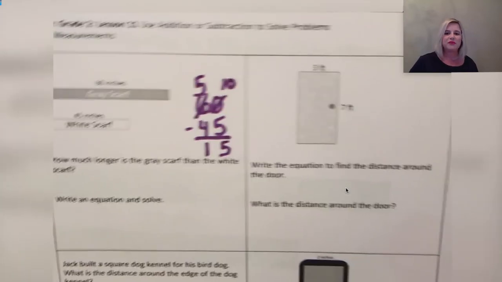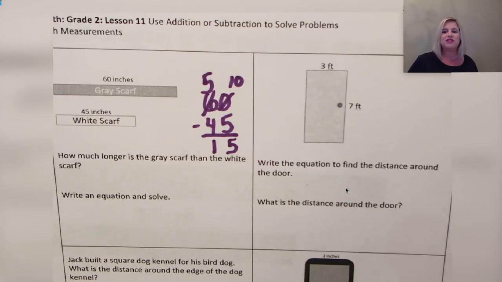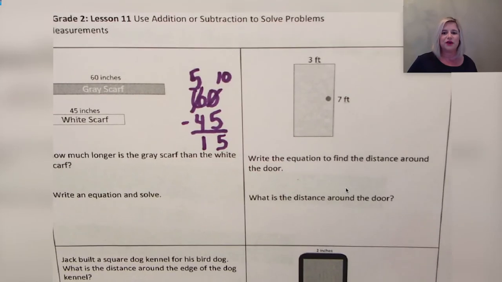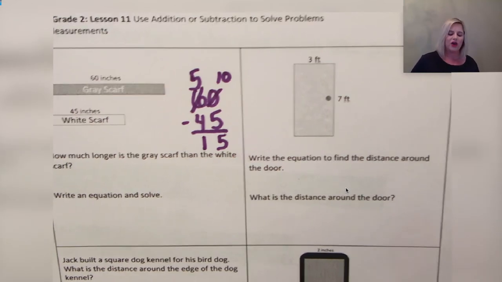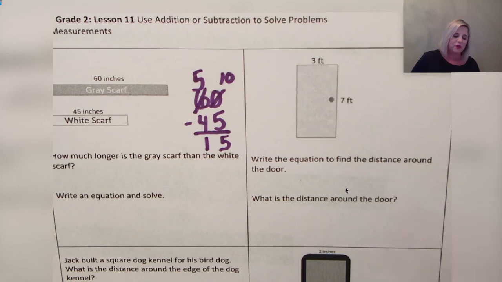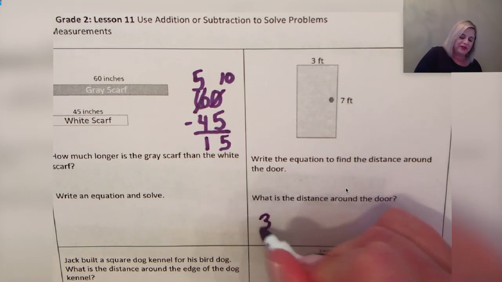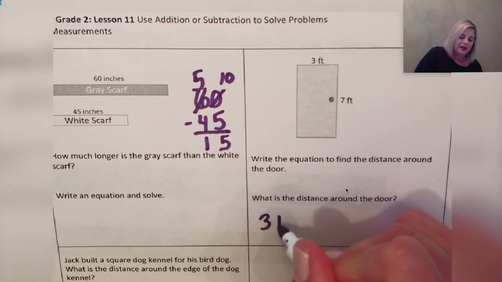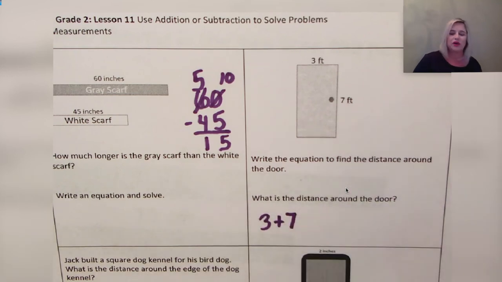The next problem says, write the equation to find the distance around the door. And what is the distance around the door? Do you think that we're going to be adding or subtracting here? Excellent, we're going to be adding. How can we figure out our whole equation? We see that we have 3 feet wide plus 7 feet long.